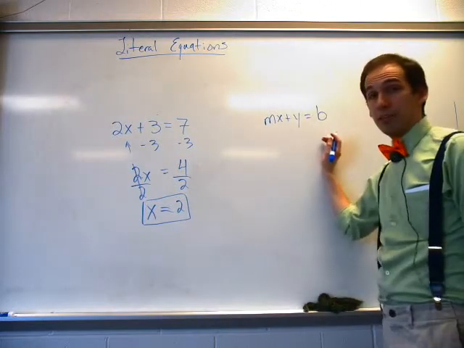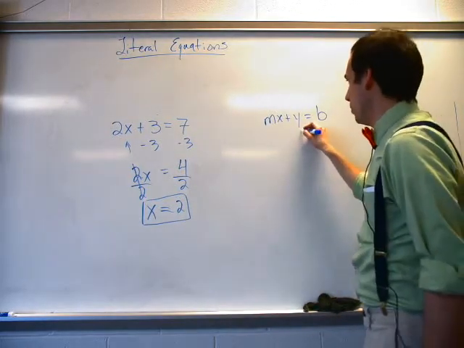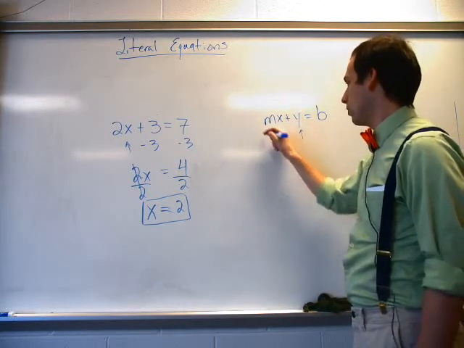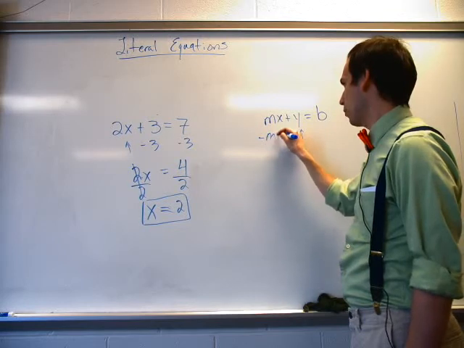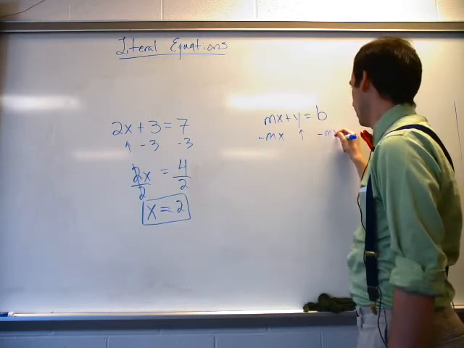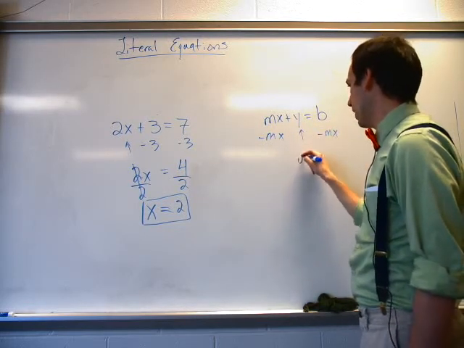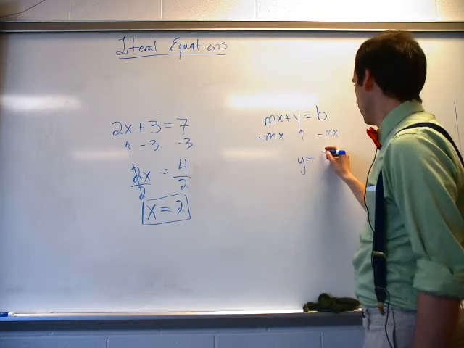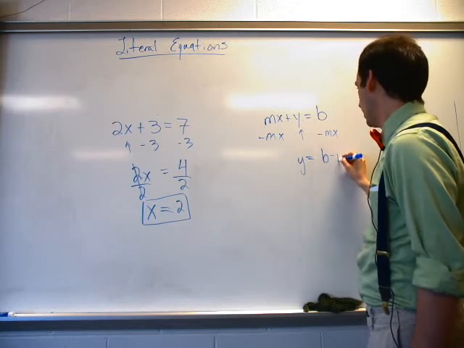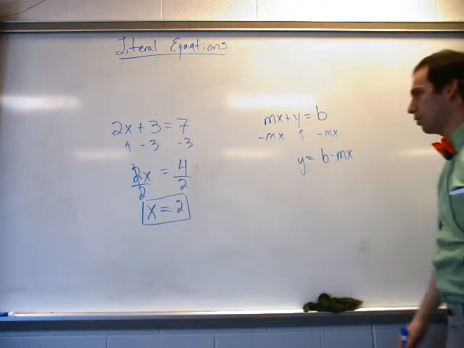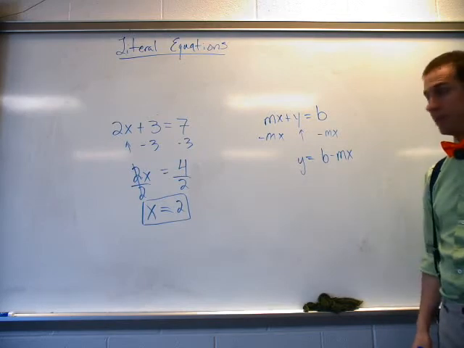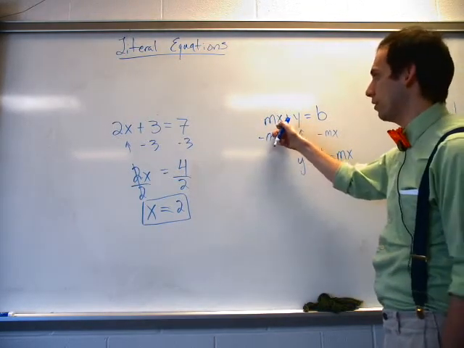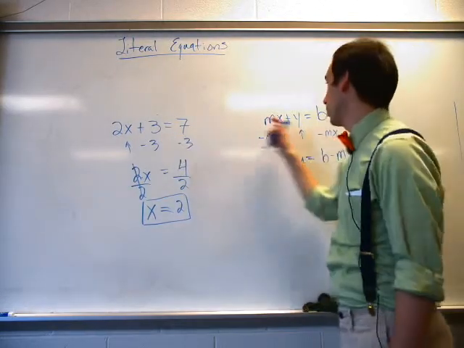Well, over here, we have nothing but letters. So let's say we want to isolate the y. Well, what are we going to do? Well, take this whole piece right here, and let's subtract mx from both sides of my expression, or equation. I have y equals, because mx minus mx is 0, b minus mx. Okay, so I've isolated the y value. Okay, it's essentially the same thing. Now, what if I wanted to isolate the x value? It's the same as what I did over here. I would subtract the y.